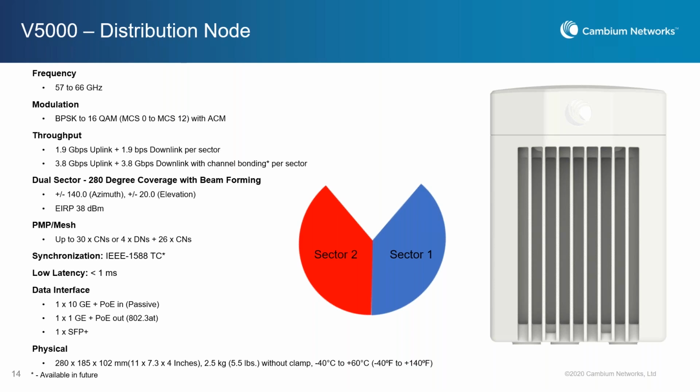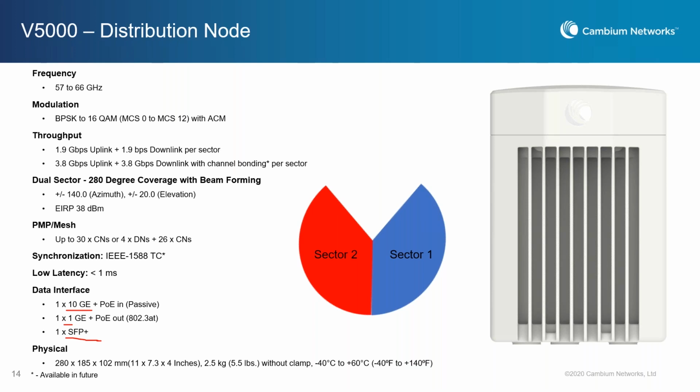This gives pretty good coverage, and when you do the real installation, say at the fiber POP site, you're going to feed your Ethernet from that location. We have 3 interfaces on the radio. We have a 10 gig copper interface. We have an SFP+ interface there. We also have a 1 gig with PoE output.